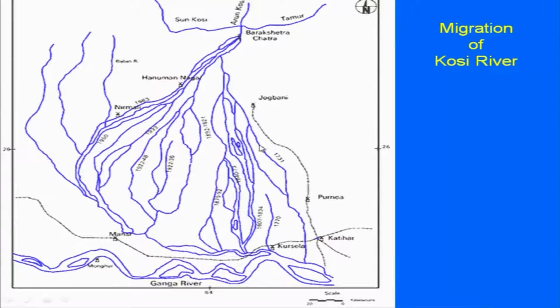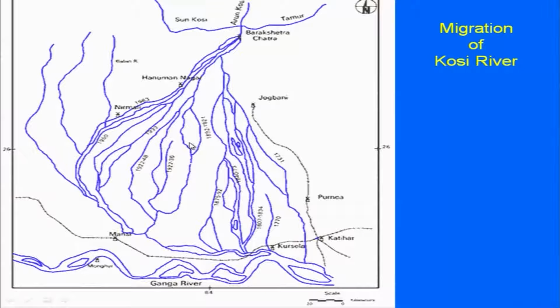So you can understand that this whole fan area, occupied by multiple channels, has been reoccupied again and again in the past, and recently this also happened in 2008. There was a breach of the reservoir on the Nepal side, and the excess water poured into the channel resulted in the reoccupation of another channel in between here.